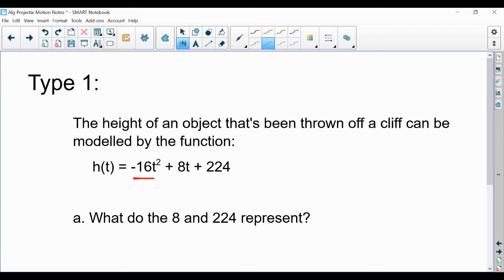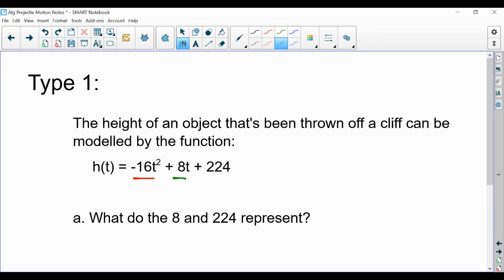So why aren't they asking about the negative 16? Well, the negative 16 is always going to be there as long as we're talking about feet, because that has to do with the acceleration due to gravity on Earth, which is 32 feet per second squared. And as we talked about before, the actual formula is 1/2 at squared. So half of 32 is 16, and it accelerates downwards. It accelerates towards the center of the Earth. So that's why it's negative 16. So I'm not going to ask about that. However, the 8 and the 224, that's fair game.